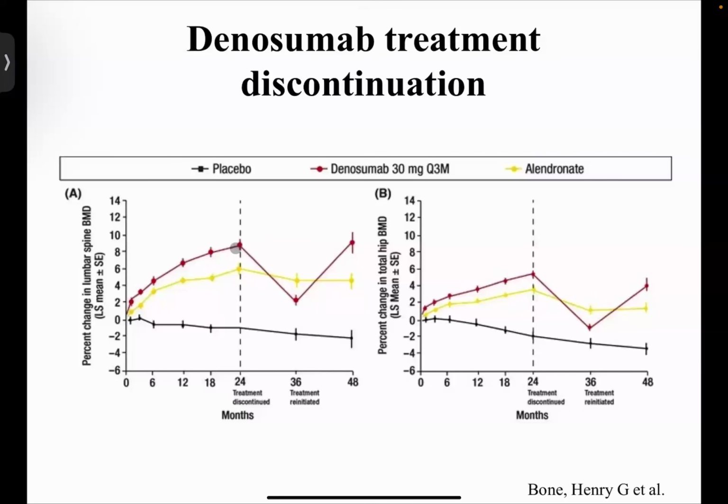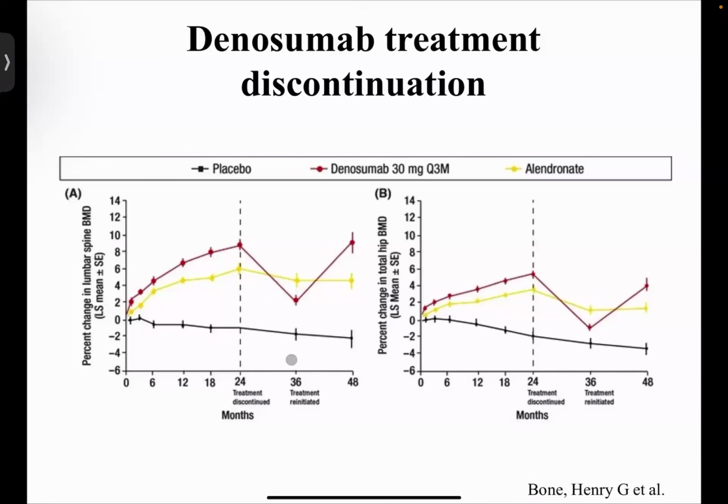Suddenly the BMD dropped to almost where you had started. For the alendronate group, they stopped alendronate at 24 months, but it continues to be at the same level or slightly reduced, not like denosumab after discontinuation. And this is the placebo. This is what we checked on the lumbar spine BMD.